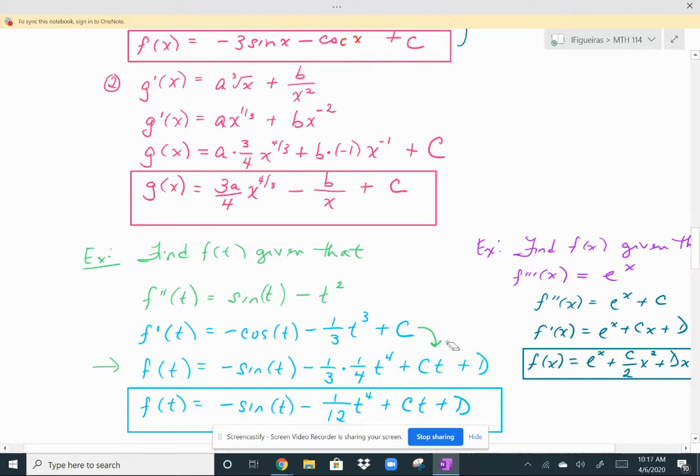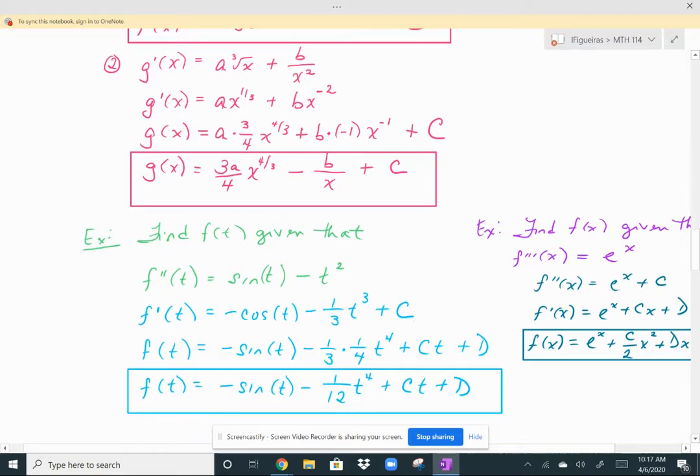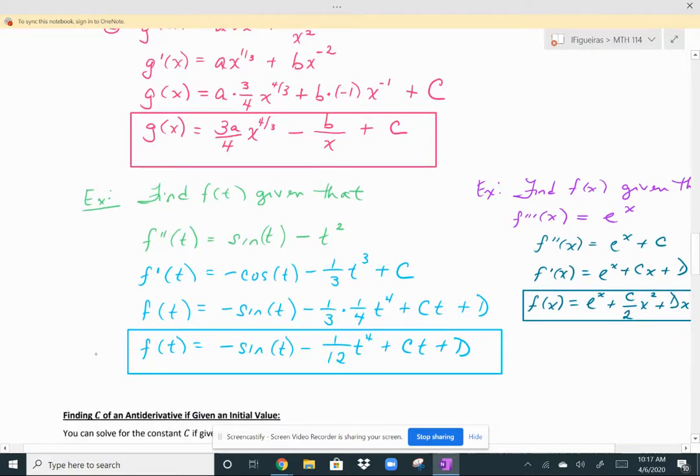So your final answer when you multiply the fraction in the second term is that f of t is equal to negative sine of t minus 1/12 t to the fourth plus ct plus d. So we had to take the antiderivative twice to get this answer.